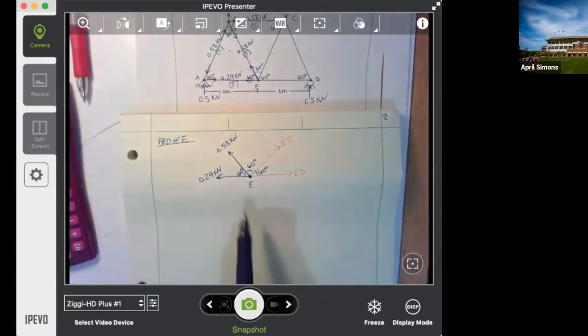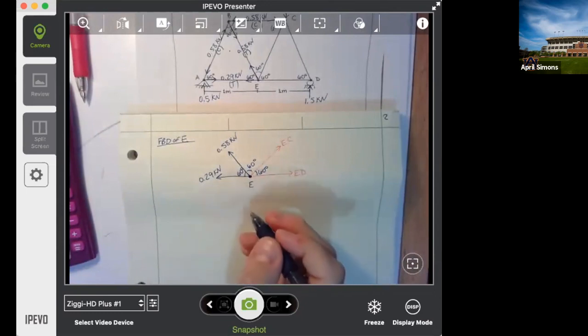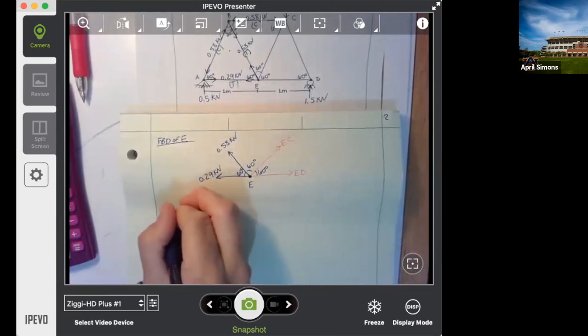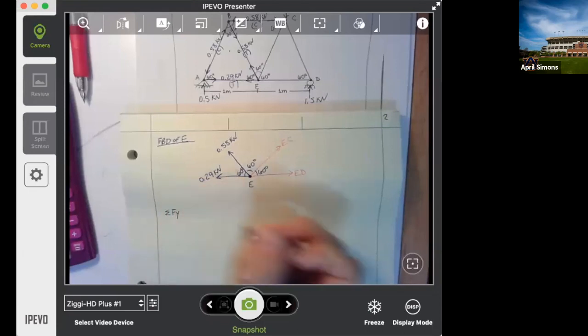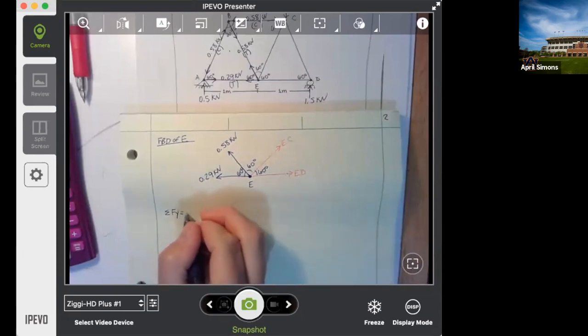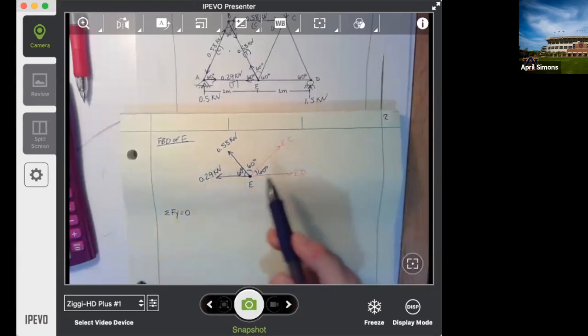Okay. So now we want to sum the forces in either the X or the Y direction. Okay, we could either create a chart. Again, I want to show you all how to do it both ways, with or without the chart. So this time I'm going to just sum the forces in the Y direction first, since I can see that there are 2 unknowns in the X here. So we'll start with summing the forces in the Y.